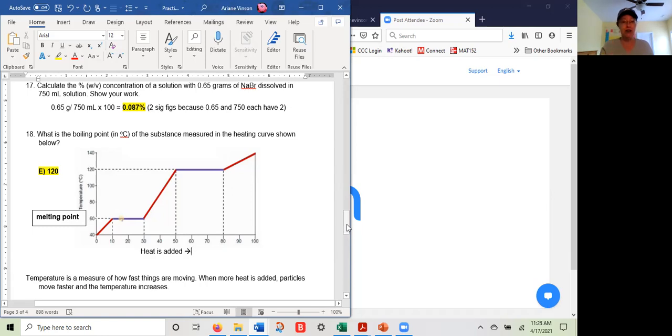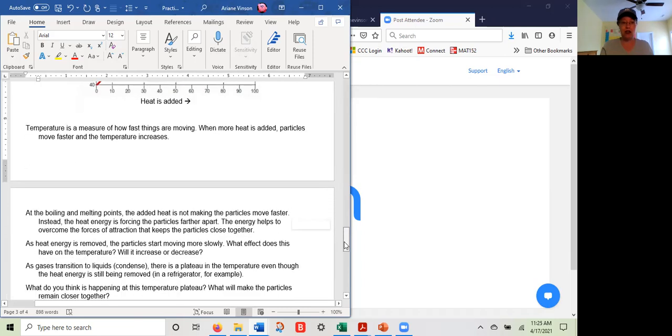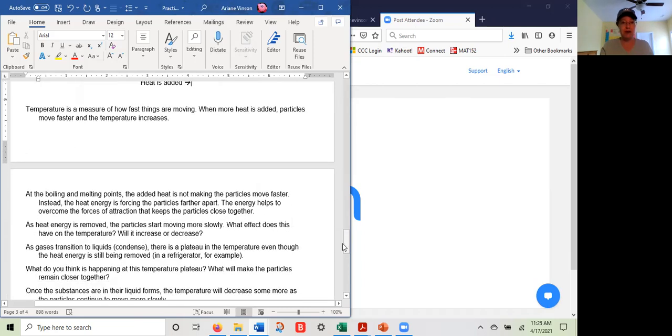Instead, all of the heat energy it's absorbing doesn't make the particles move faster. The heat energy is forcing the particles farther apart. The energy is helping to overcome the forces of attraction that keep the particles close together.